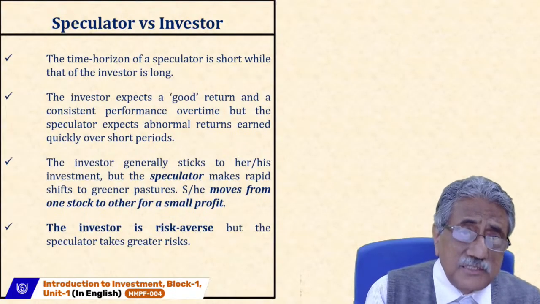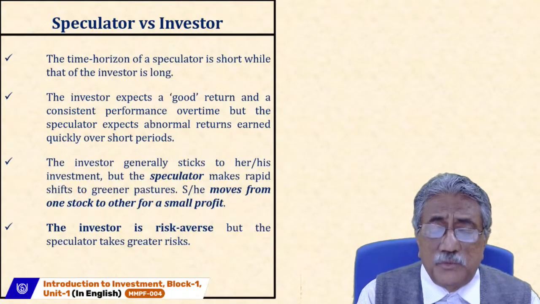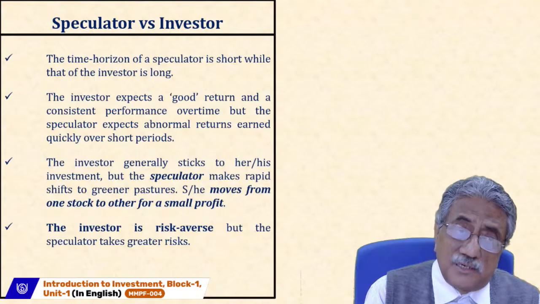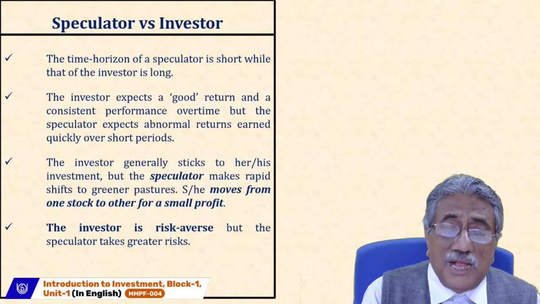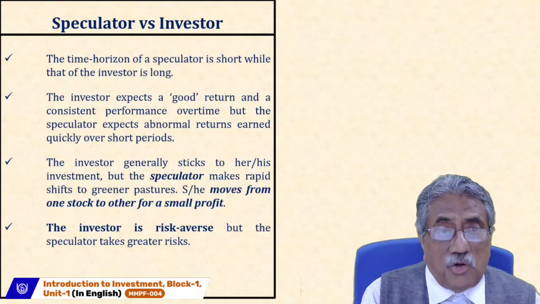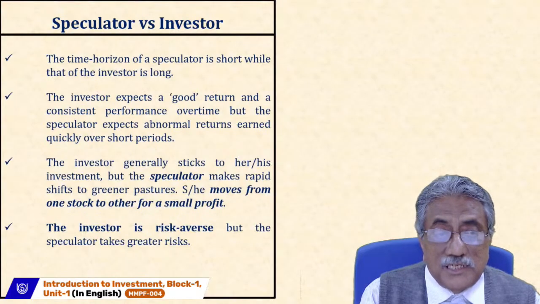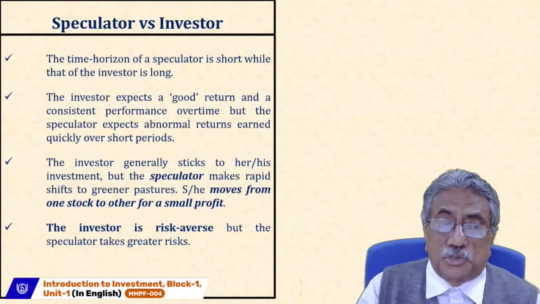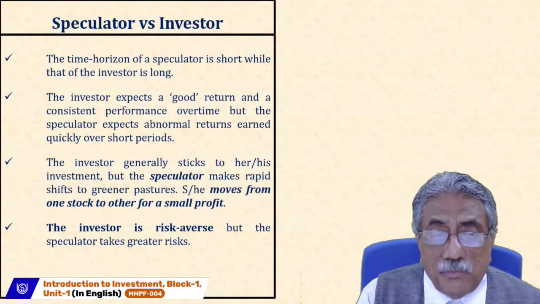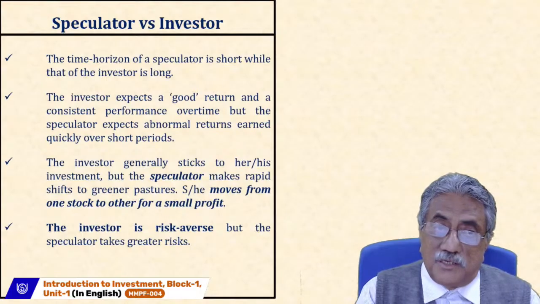Whereas in the case of investors, in the second point, as I said, you'll get a good return. Good return means, as I told in the earlier slide, you get an inflation adjusted good return and a consistent performance over a long period of time. Whereas a speculator, because of his nature, is looking for short-term profit, he may or may not make good profit. That is the difference between a speculator versus an investor.